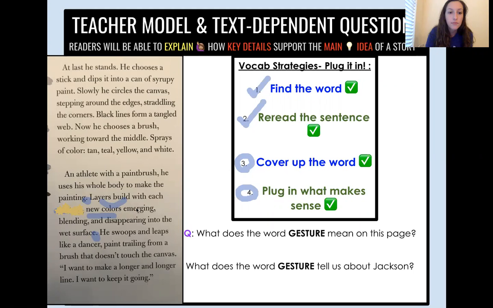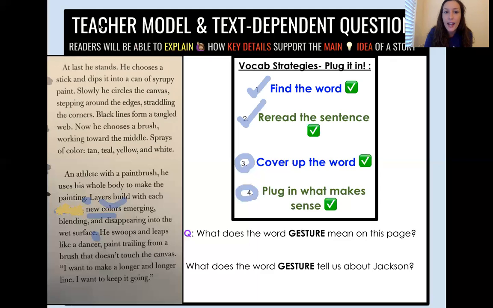Let's see. Layers build with each rainbow. New colors emerging, blending, and disappearing into the wet surface. Does the word rainbow make sense in this sentence? Do we think gesture means rainbow? Rainbows make layers. They have layers of colors, but do they actually make layers? What are these layers that the author is talking about?